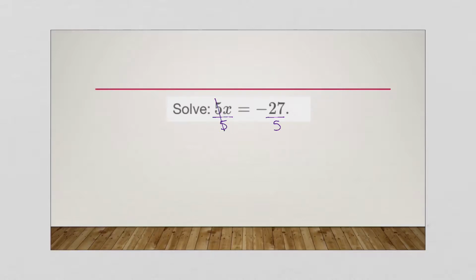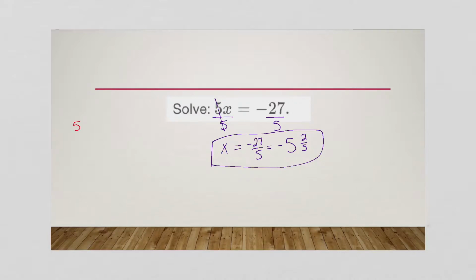5 divided by 5 creates 1. So what we're left with is 1x or just x. We don't usually write the 1. And on the right-hand side, we can't really reduce that. So you get an answer of negative 27 over 5. That can't be reduced. You could turn it into a mixed number, but again, I really do prefer improper fractions over mixed numbers, but your calculator will probably give you this number, which those are the same thing, and that's totally fine.